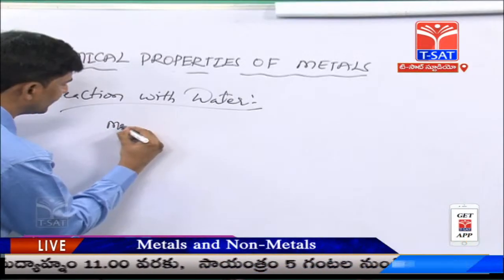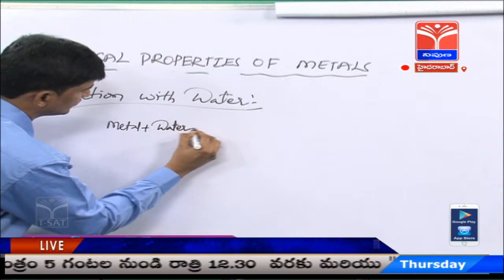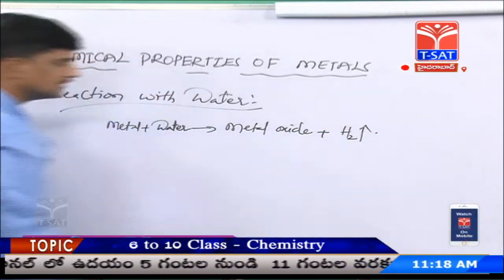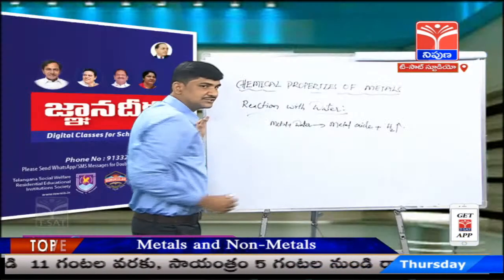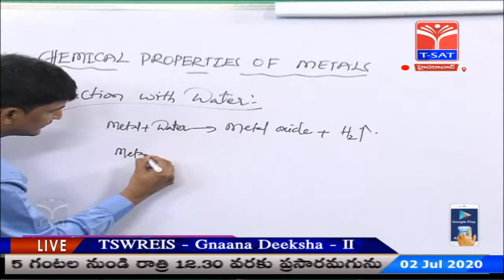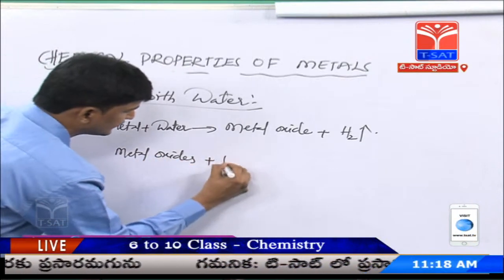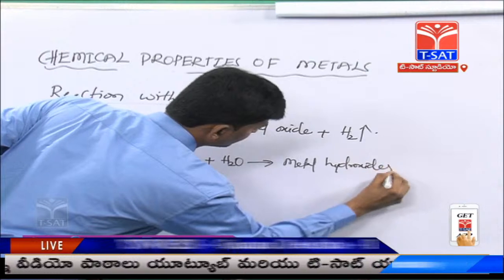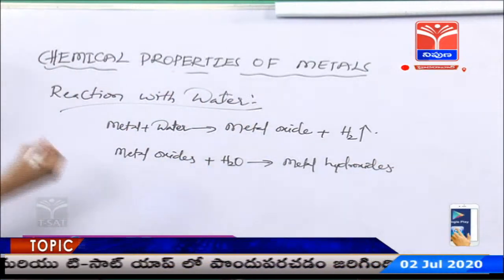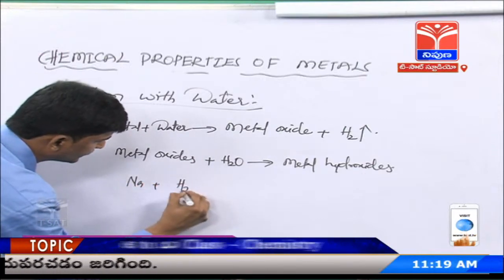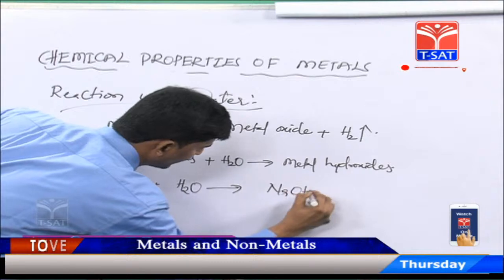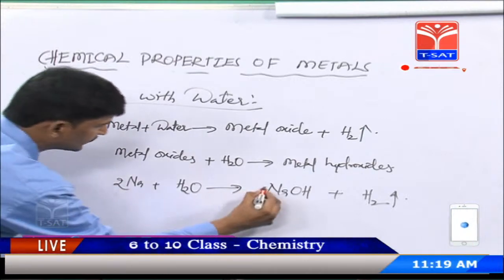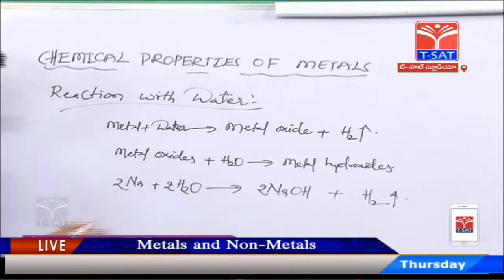Generally, whenever a metal reacts with water, it forms metal oxide and hydrogen gas is released. When these metal oxides are soluble in water, they in turn form metal hydroxide. We have one example here, children: when sodium reacts with water, it forms sodium hydroxide, plus hydrogen gas is released. To balance it, 2Na, 2NaOH and 2H2O. Okay, children, this is the balanced equation.